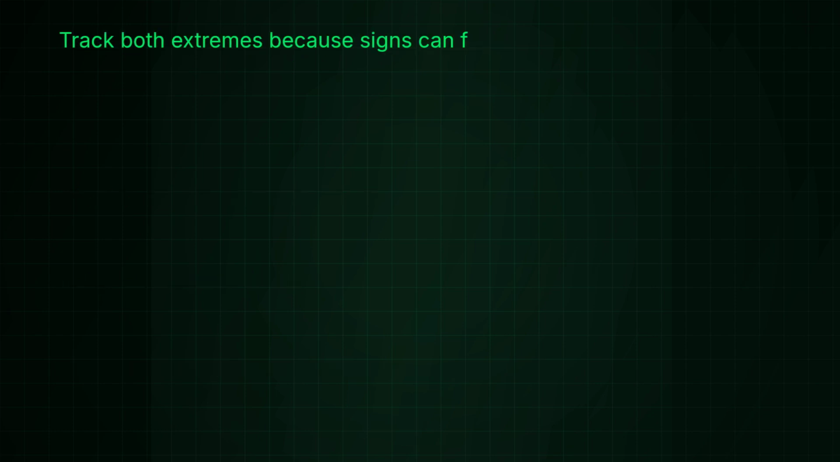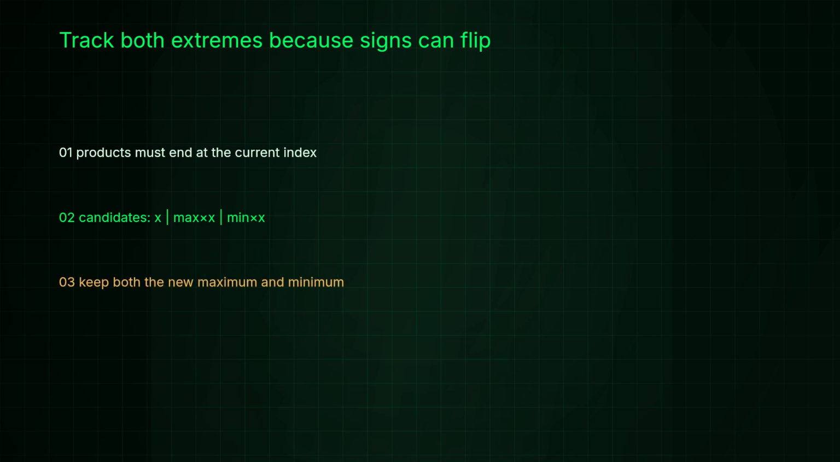Here is a clean interview explanation. At each index, track the largest and smallest product ending exactly there. Use 3 candidates: the current value, previous maximum times the value, and previous minimum times the value. The minimum matters because a negative multiplier can turn it into the next maximum. Update the global best from current max. This gives linear time and constant extra space.